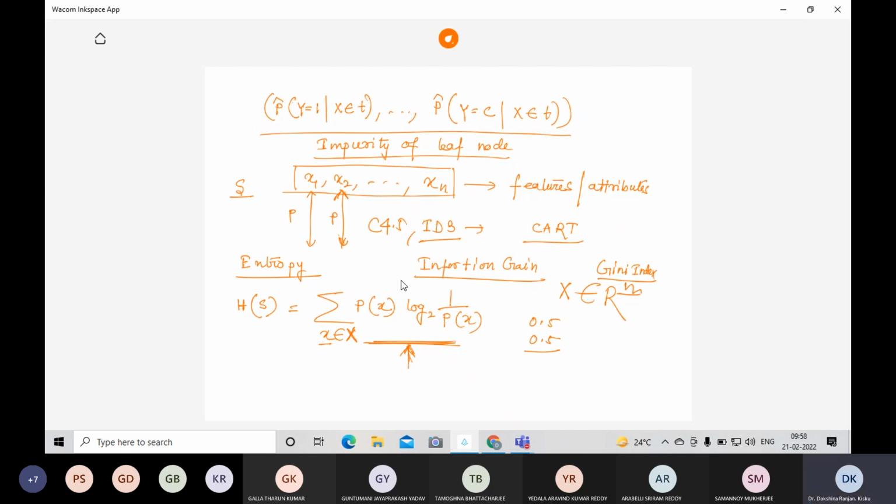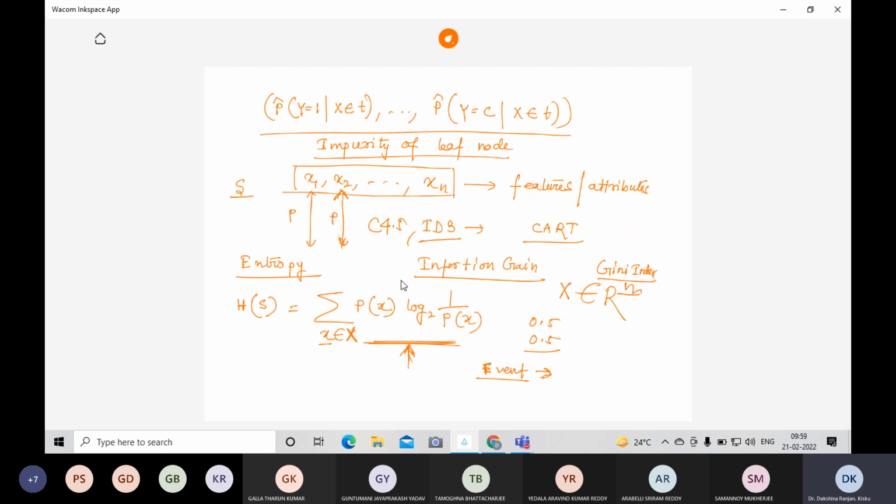The event is, what is the event? The event is when we flip a coin in the air, then either we will get the tail or we will get the head. Now the probability of getting head is 0.5, and the probability of getting tail is 0.5.